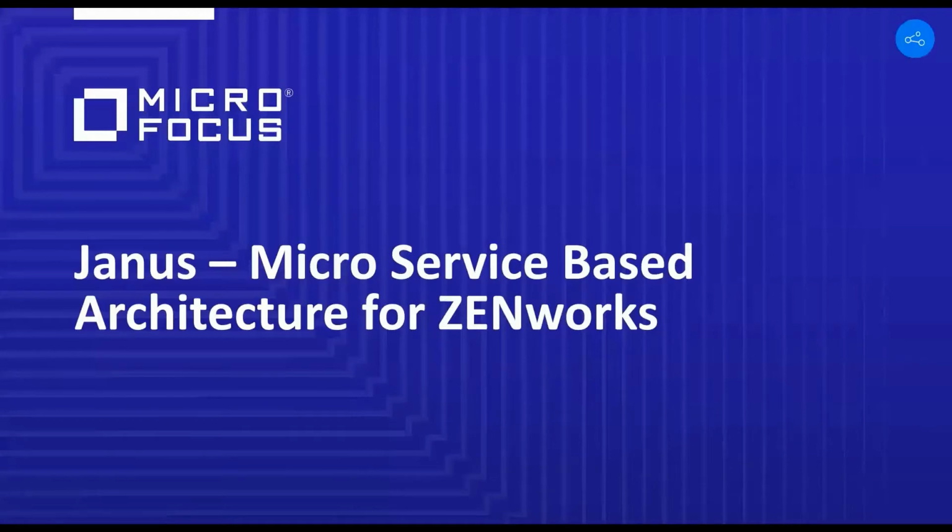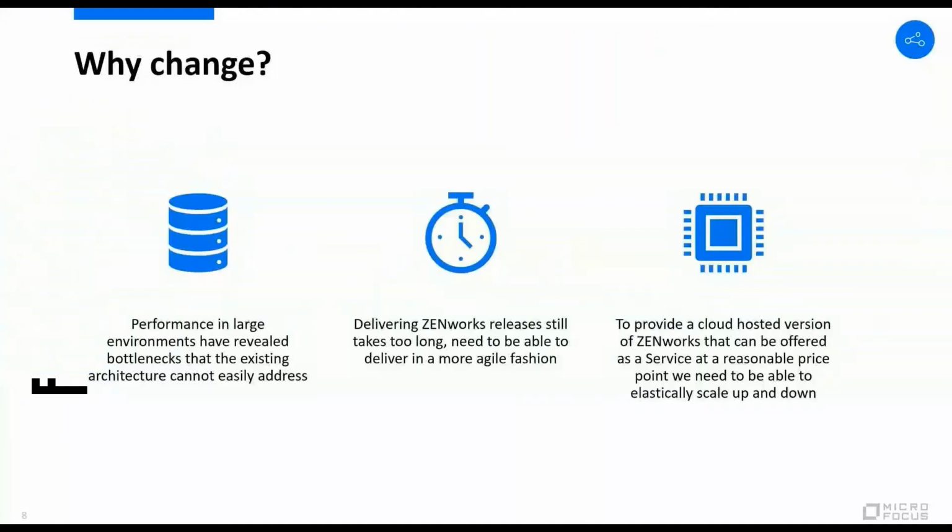In ZENworks 2020 Update 2, we are bringing in a microservices-based architecture, which we internally call Janus. Janus is a Greek god with 2 heads, one facing inwards, one facing outwards. That's how we see this transition: we want to bring our current set of customers into the future while we bring in this newer architecture. But first comes the question, why change at all?